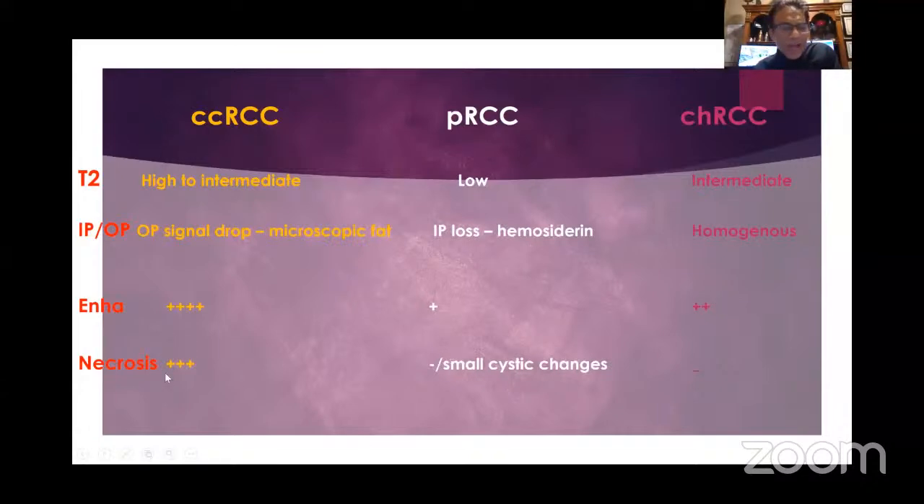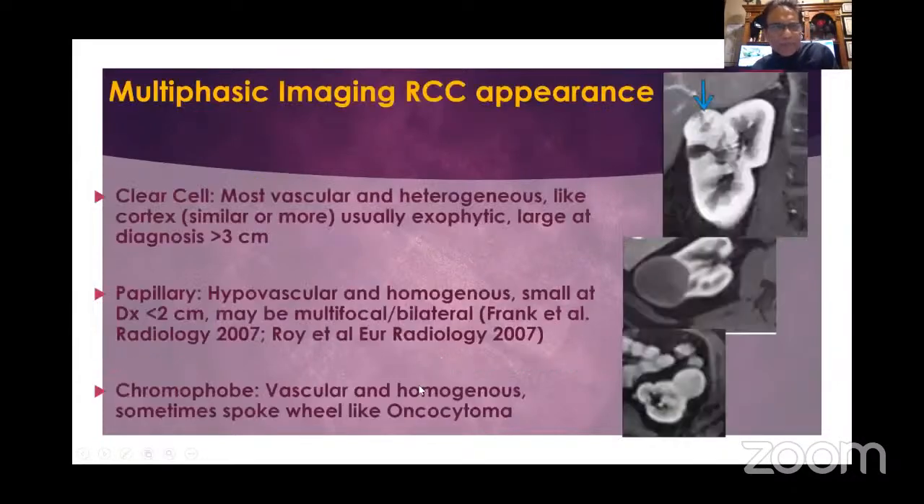Clear cell carcinomas tend to have necrosis within them. Papillary type may show some small cystic changes, and chromophobe tends to be uniformly solid without any necrosis or cystic changes. So on arterial phase, you can see here that this is the clear cell type renal cell carcinoma, which is showing avid enhancement similar to the cortex. There are areas of necrosis within it.